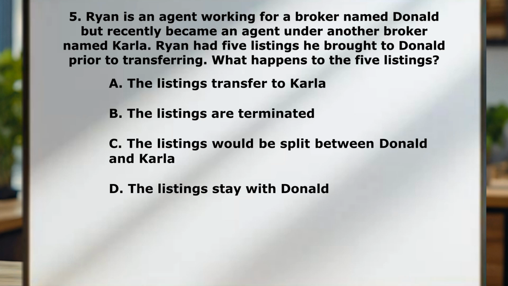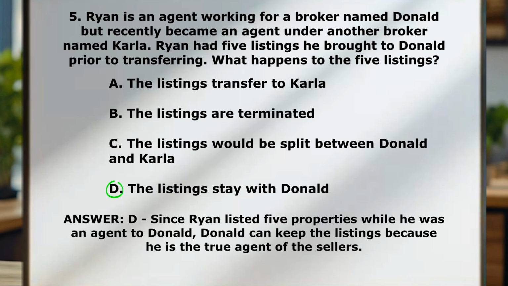C, the listings would be split between Donald and Carla. Not sure how that would work. D, the listings stay with Donald. Well, the answer is D. Since Ryan listed 5 properties while he was an agent to Donald, Donald can keep the listings because he is the true agent of the sellers.